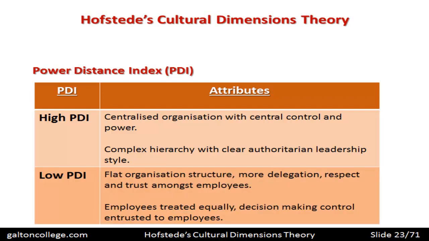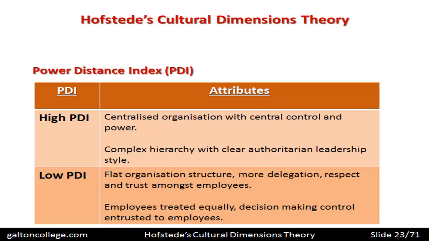A low power distance index, well, tends to be flat organizations. In other words, all departments perhaps within the organization are seen as equally important. There's more delegation, more trust in the workforce to do the job, respect and trust amongst the employees. The employees are treated fairly and equally. Decision-making control entrusted to employees.